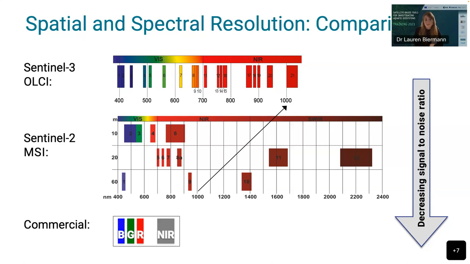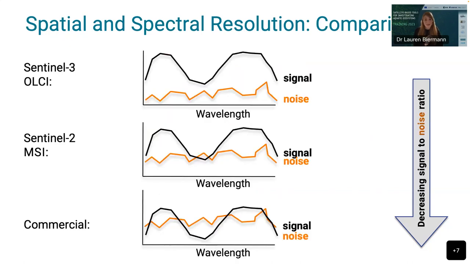Whereas that commercial sensor I just showed you, it looked great, but you're lucky to get data in 3 or 4 bands. And more worryingly, for scientific applications, the signal to noise ratio becomes worse as you go down in spatial resolution. And maybe that's not so relevant for your application, and that's okay.